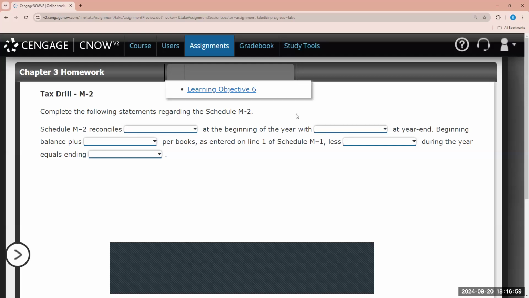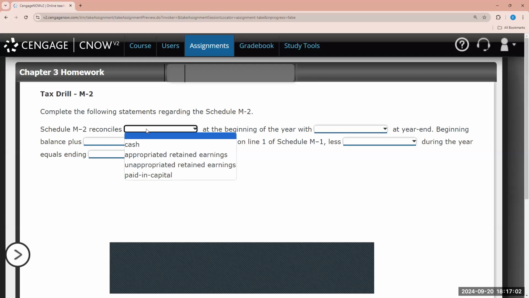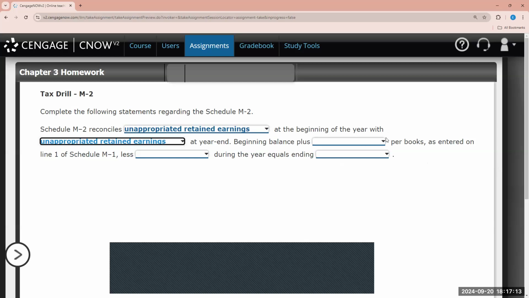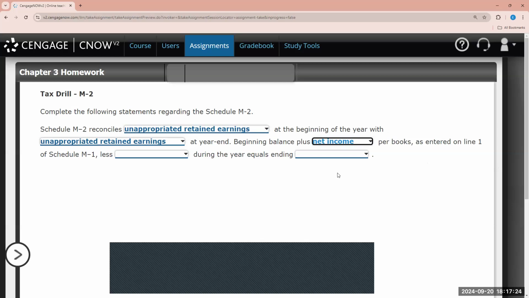So complete the following statements regarding Schedule M2. Schedule M2 reconciles unappropriated retained earnings at the beginning of the year with unappropriated retained earnings at the end of the year. How is the calculation done? It is the beginning balance plus net income per books as it is entered on Schedule M1. And from there, we subtract not cash, not net income, but we subtract the dividend distributions during the year. And that essentially equals the ending unappropriated retained earnings.